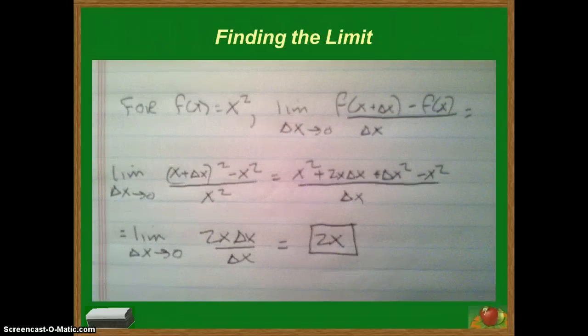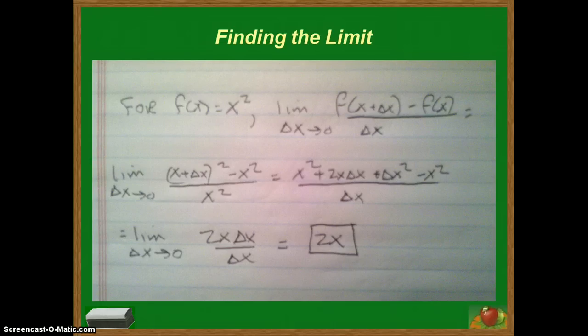For f of x equals x squared, here's the limit definition again. The limit as delta x goes to 0 of f of x plus delta x minus f of x over delta x. This notation is a little different than what we used before. We used h for delta x. It doesn't matter. So let's just substitute in using the function. We would get x plus delta x quantity squared minus x squared in the numerator. The denominator is incorrect. It shouldn't be x squared. It should be delta x.